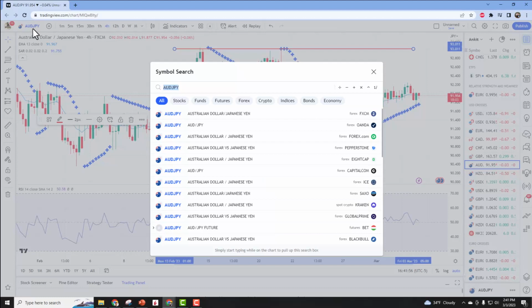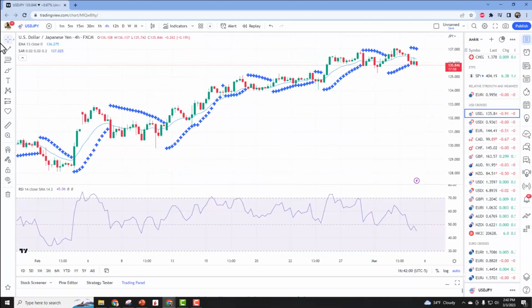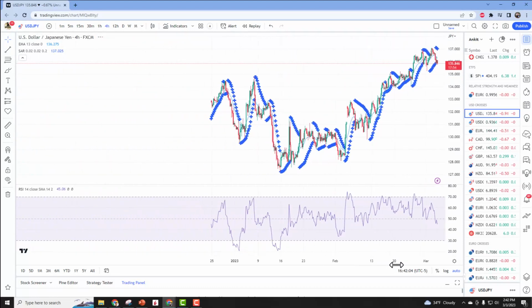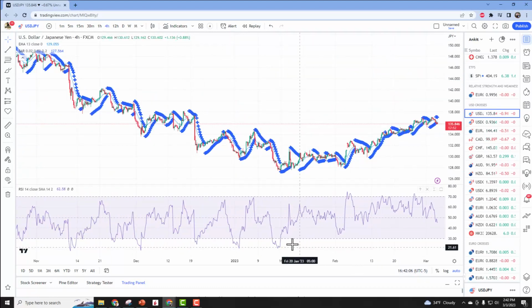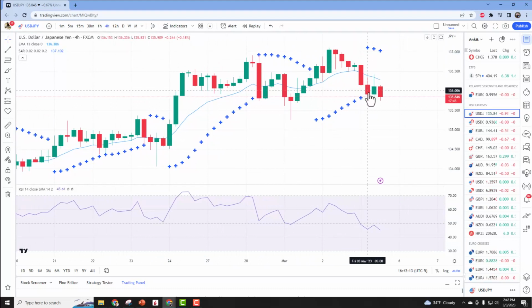And then the last pair I want to take a look at is dollar yen. I think dollar yen is the best trading pair at the moment. It's been a great trade all year long. And you can see here we are, we're starting to work our way higher. We've just had a nice pullback from a new high here on dollar yen.